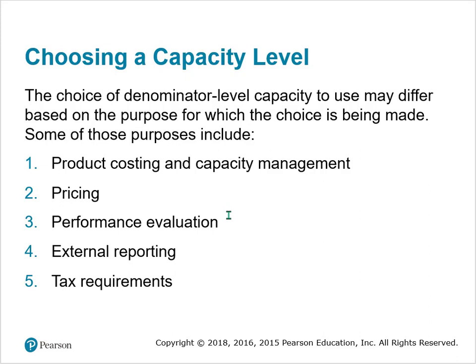So theoretical capacity is rarely used to calculate budgeted fixed manufacturing cost per unit because it departs significantly from the real capacity available to a company. All right, I mean, it's really out there.